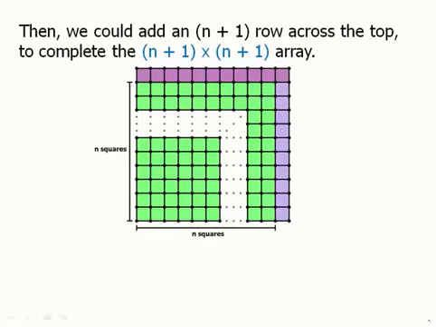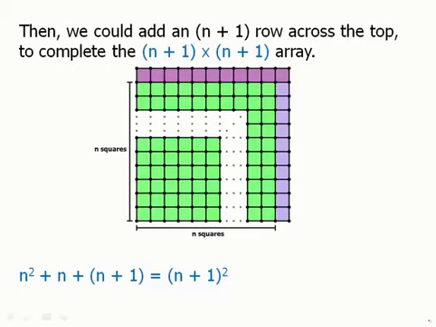So what we've done is we had n by n, we had n squared, we added n in that column, and then we added n plus 1 at the top, and that brought us to an n plus 1 times n plus 1 square. So in other words, n squared plus n plus n+1 equals n plus 1 squared. That is an incredibly powerful pattern.